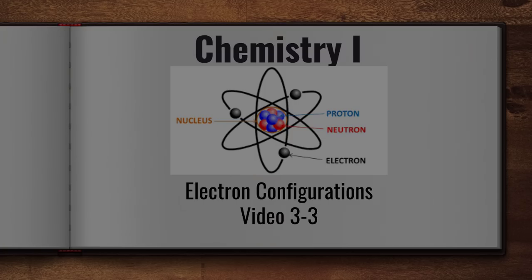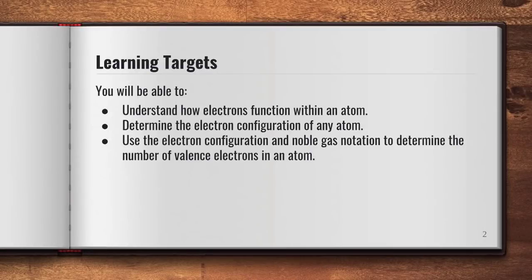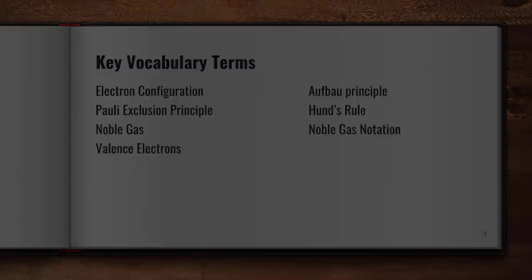So let's begin. Our goals today: hopefully you will be able to understand how electrons function within an atom. You should be able to determine the electron configuration of any atom, and then also be able to use the electron configuration and noble gas notation to determine the number of valence electrons in an atom. So our real big focus today is on those electrons, and how do we determine which particular orbitals those electrons are located in.